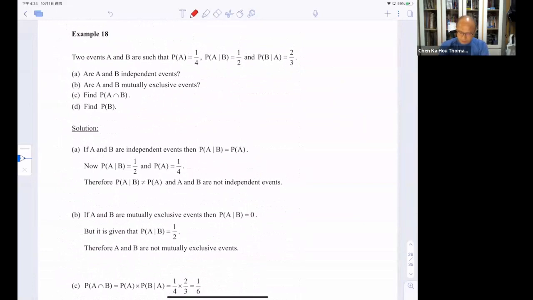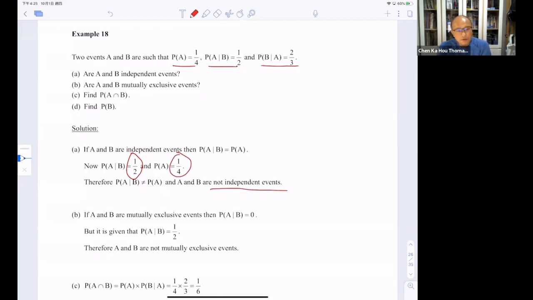A similar example: I give you 3 numbers. Prove whether they are independent or not. Okay. If A, B are independent, P(A given B) equals P(A). But obviously, from the question, P(A given B) is 1 over 2. P(A) is 1 over 4. So not independent. Very easy.